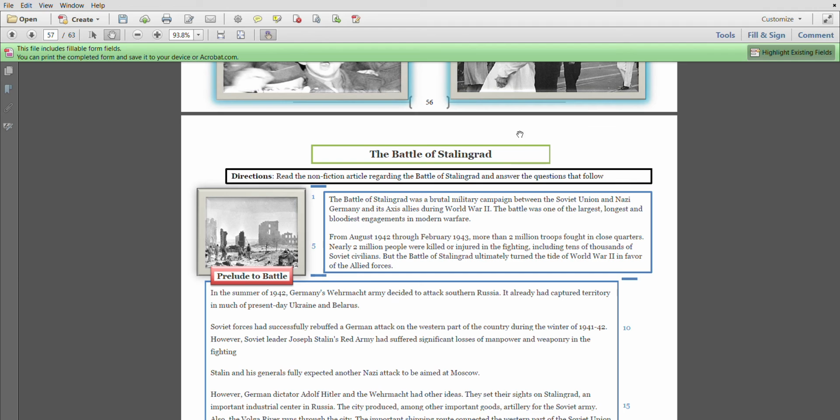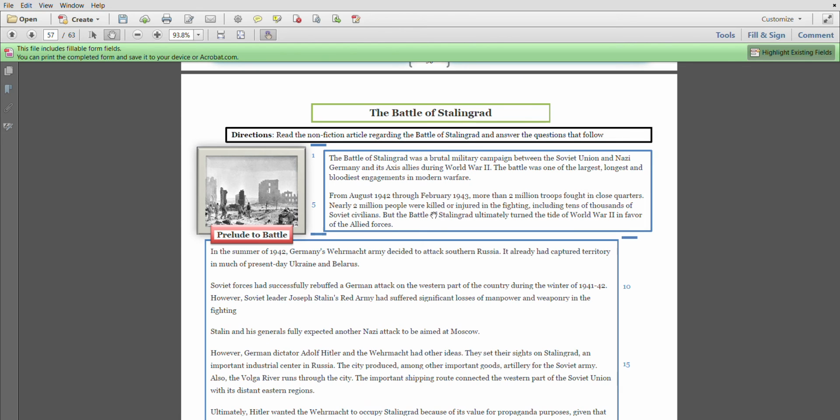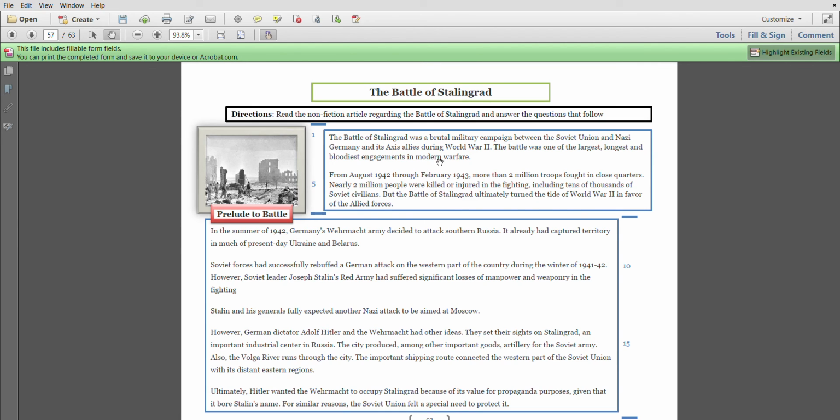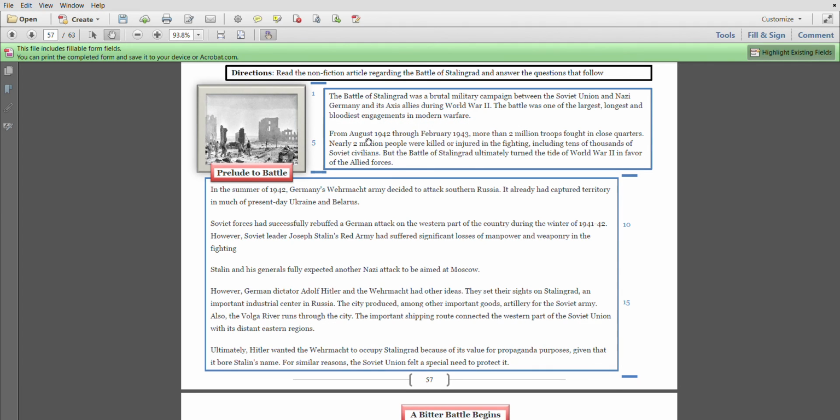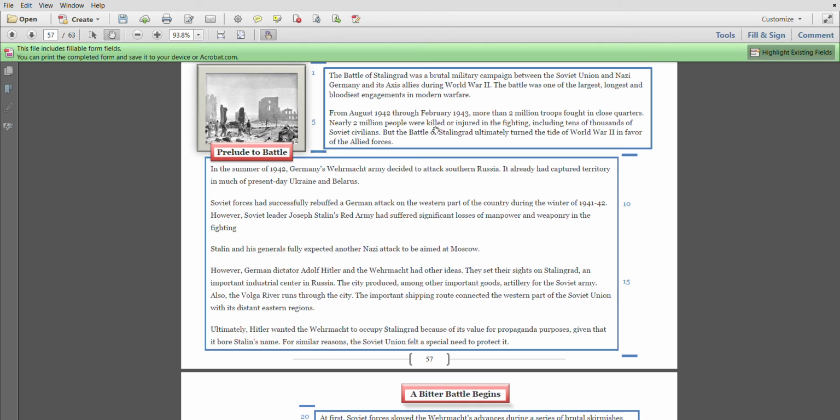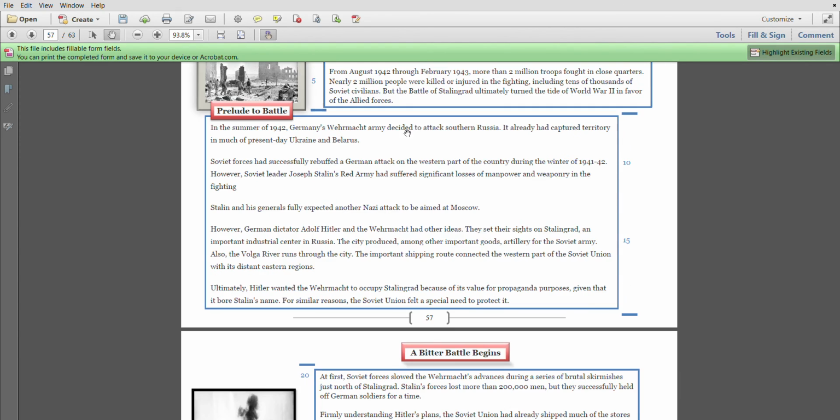Directions. Read the nonfiction article regarding the Battle of Stalingrad and answer the questions that follow. The Battle of Stalingrad was a brutal military campaign between the Soviet Union and Nazi Germany and its Axis allies during World War II. The battle was one of the largest, longest, and bloodiest engagements in modern warfare. From August 14, 1942 through February 1943, more than 2 million troops fought in close quarters. Nearly 2 million people were killed or injured in the fighting, including tens of thousands of Soviet civilians. But the Battle of Stalingrad ultimately turned the tide of World War II in favor of the Allied forces.